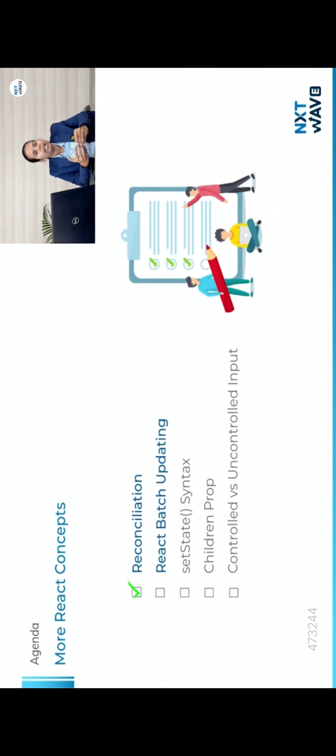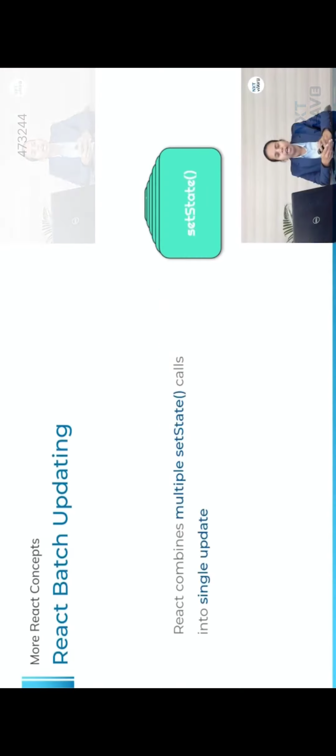Now let's proceed further to the next concept, that is React batch updating. Let's understand about this. We already know that when a set state method is called, the state will be updated and the render method will be called. In case you have multiple set state calls in a method, then generally the multiple set state calls will be combined and the render method will be called only once. That is, the multiple set state calls are combined into a single update. This is called React batch updating.